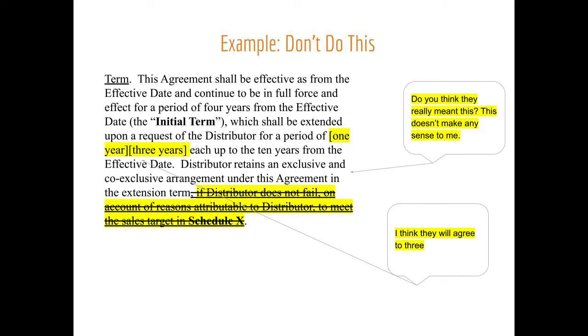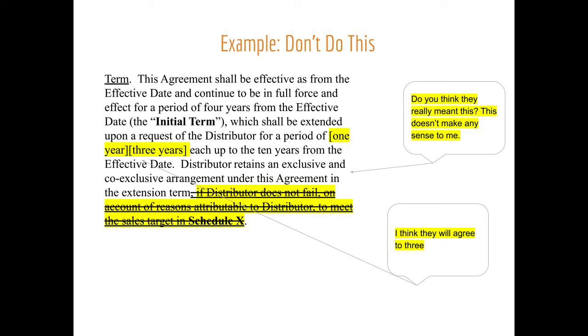Here are some examples of things not to do. These are a few things that you might do incorrectly when you're revising documents. First, you can see in the balloon comments on the right-hand side of this slide, this is some crosstalk between you and your client. The client said, "Do you think they really mean this? This doesn't make sense." And you might say, "I think they will agree to 3 years instead of 1." Obviously, this kind of strategic discussion does not belong in any communication sent to the other side on a deal, because it's confidential and privileged conversation between you and your client.